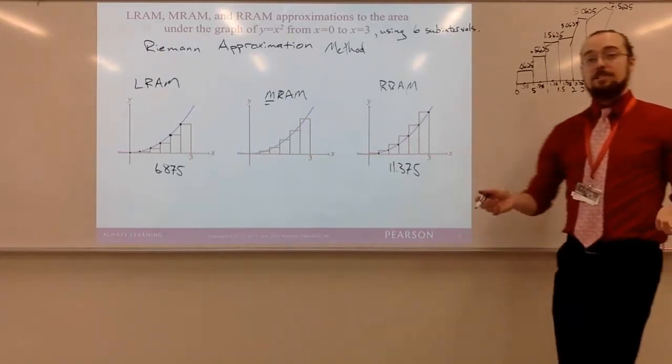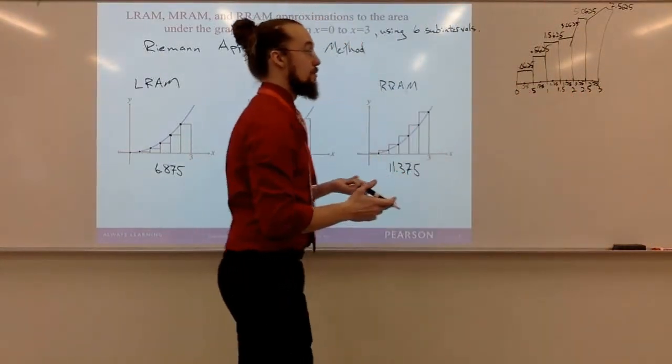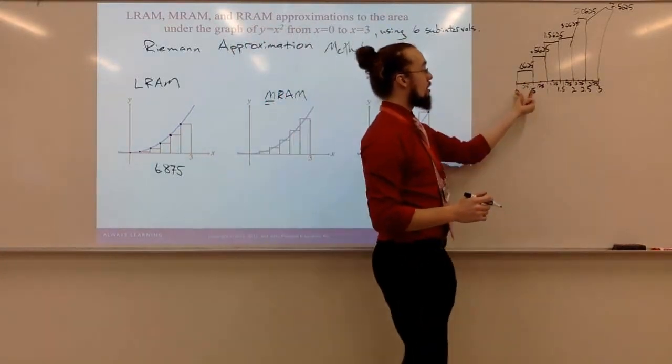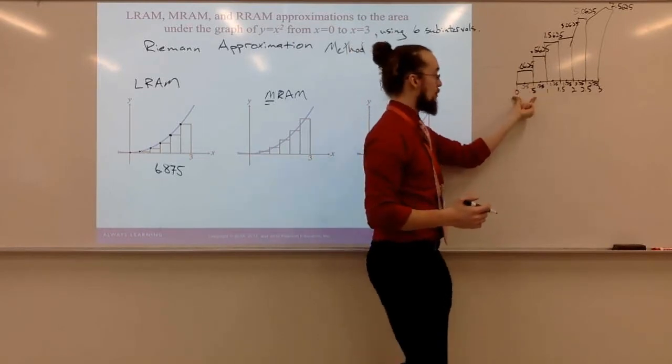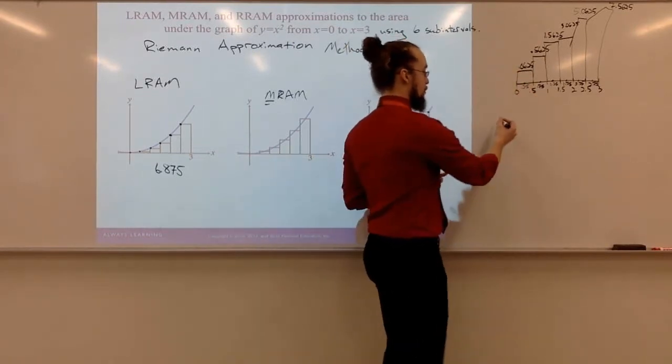So it's the same process now. We want to find the areas of all 6 of these rectangles. So the width is still 0.5. Right? I went from 0 to 0.5, so it's going to be 0.5 times 0.0625 for my first one.